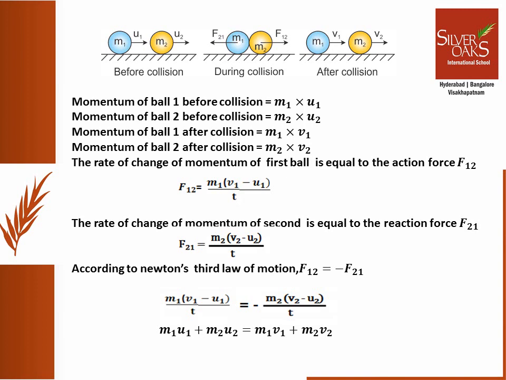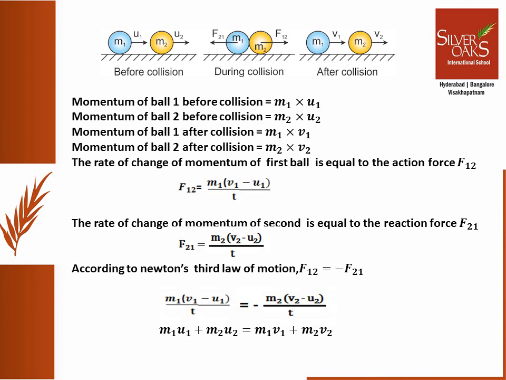From Newton's second law of motion, we know that rate of change of momentum is proportional to the net force. From this, we can write the rate of change of momentum of first ball is equal to the action force F12. So F12 is equal to m1 into (v1 minus u1) by t. Similarly, the rate of change of momentum of second ball is equal to the reaction force F21. F21 is equal to m2 into (v2 minus u2) by t.